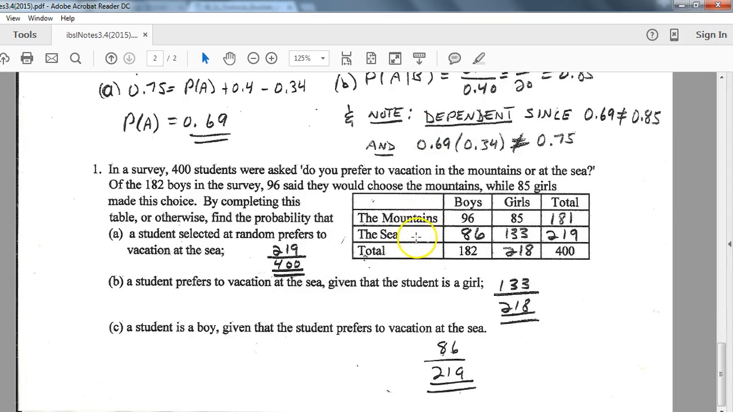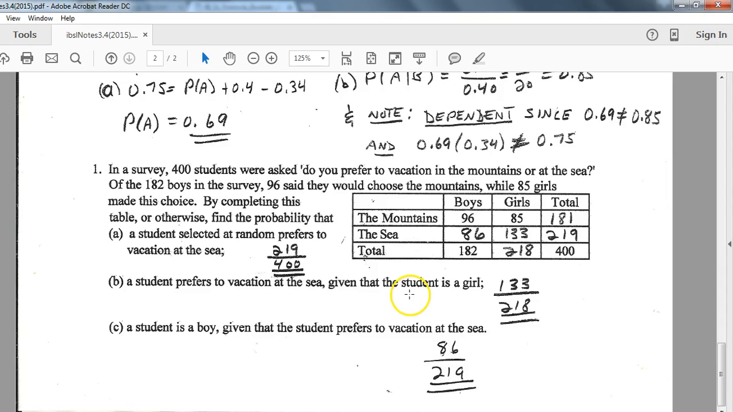All right, last example, 400 students. So they filled in this chart with the responses that are in the word problem. Preferred at C. So again, you would just total up the cases at C. So right here was 219 out of the total possible of 400. So here's a given case. Prefers vacation at C given it's a girl. Remember, your given goes on bottom. So there were 218 girls.